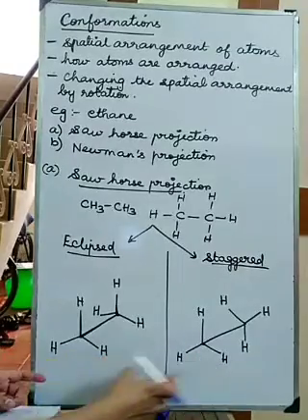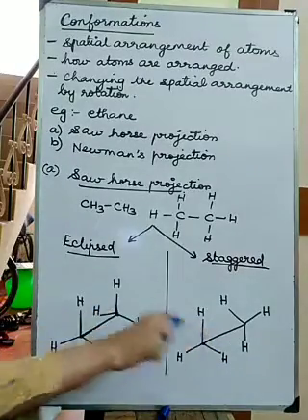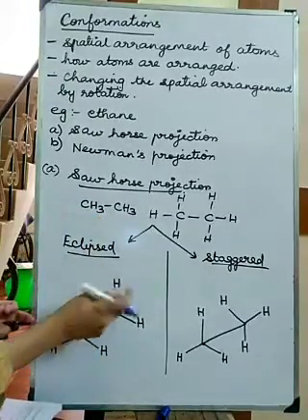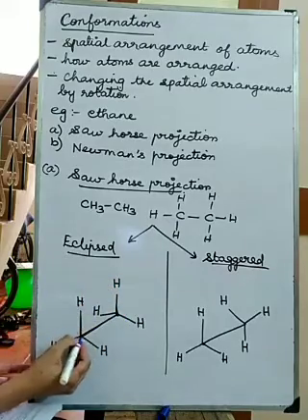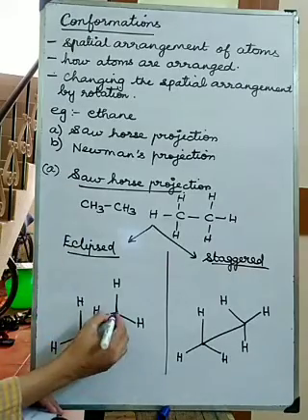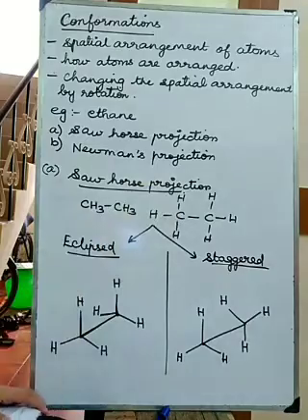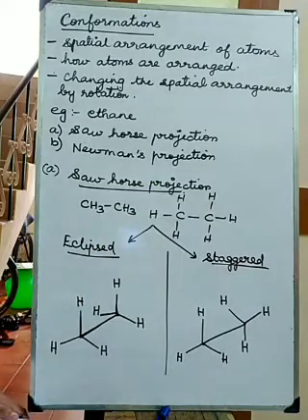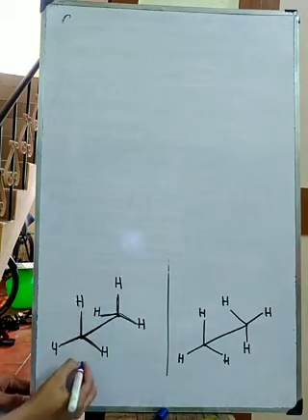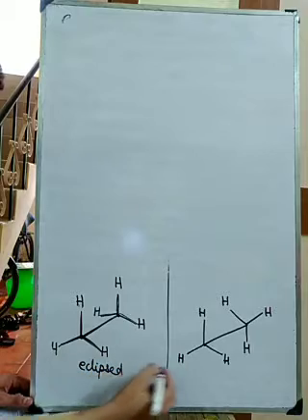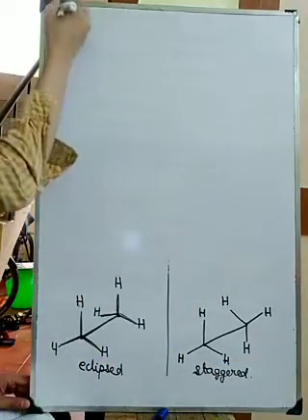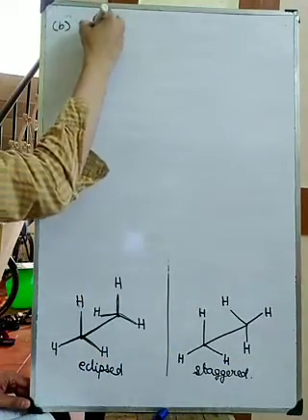So these are the two conformations. How did we get these conformations? By rotation. We should rotate only the carbon. We should not rotate the hydrogen and all. Along the carbon-carbon bond, we have to rotate the carbon. If we represent like this, this is called as Sawhorse projection. As I was telling, in Sawhorse projection, this is eclipsed and this is staggered projection. Okay. So now the next one is Newman's projection.